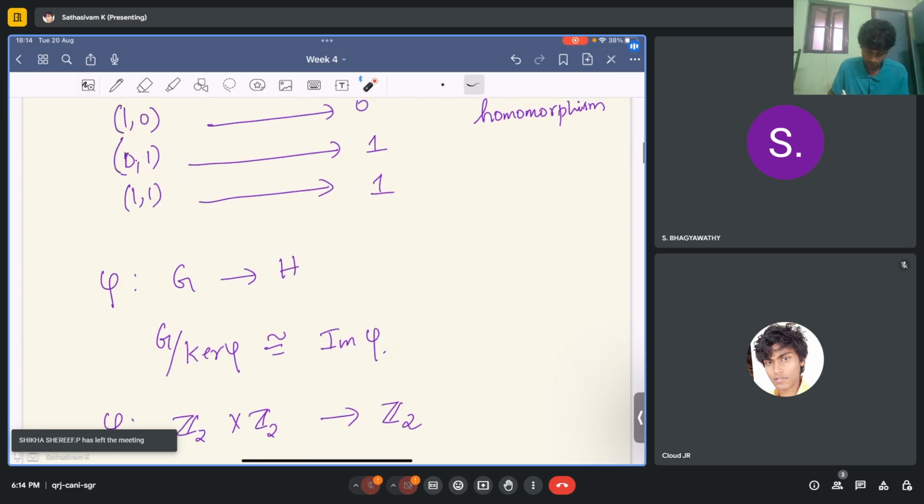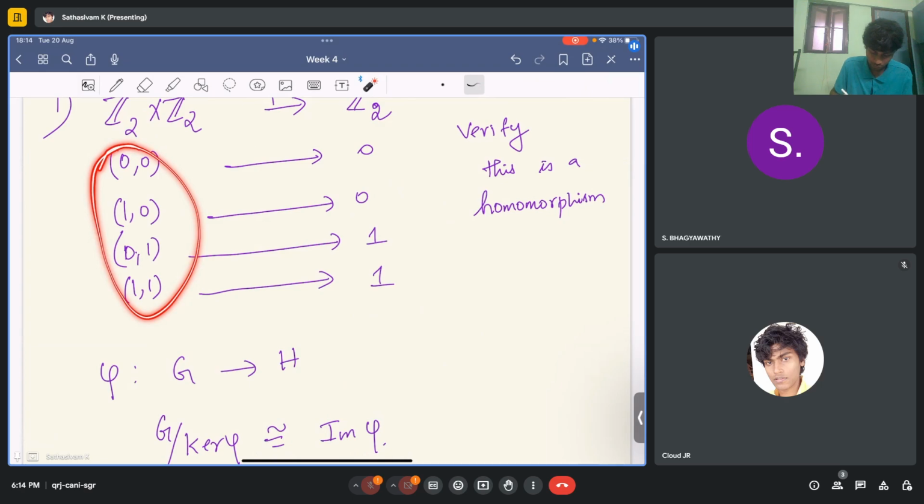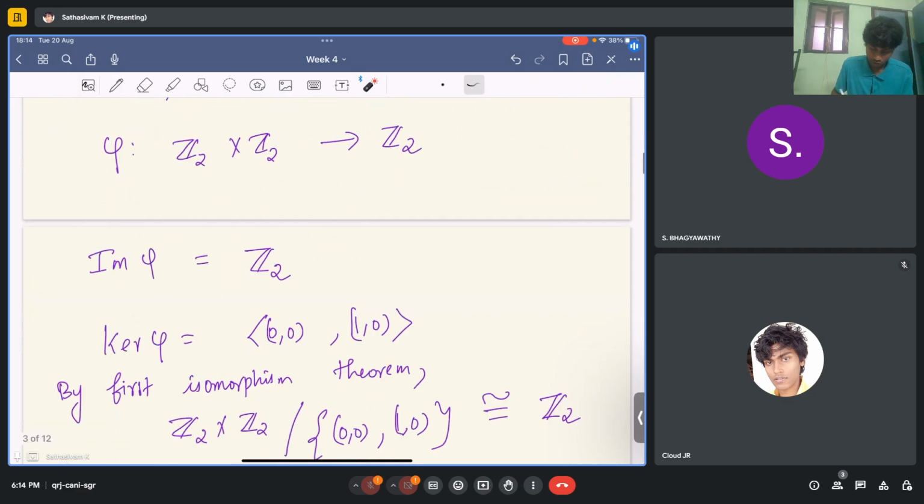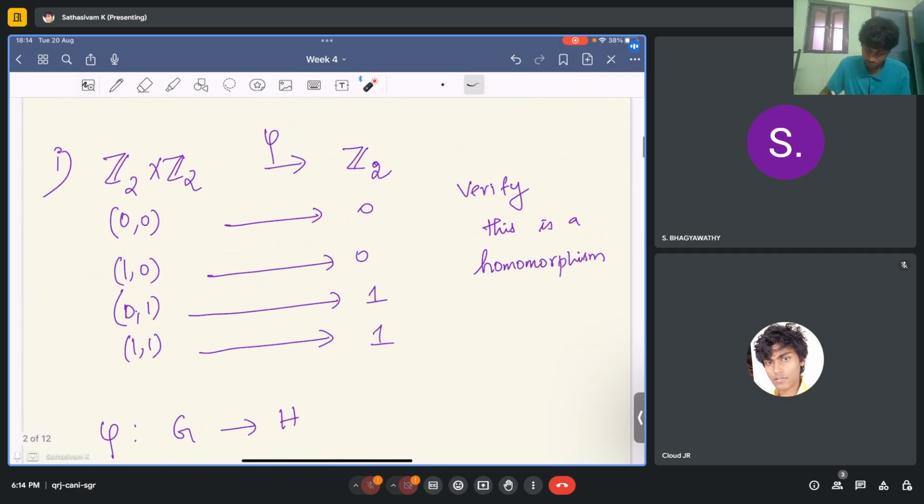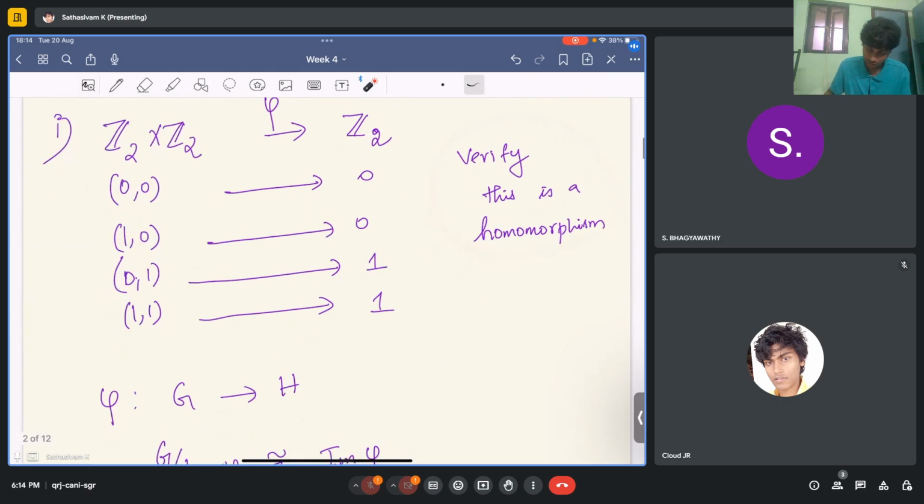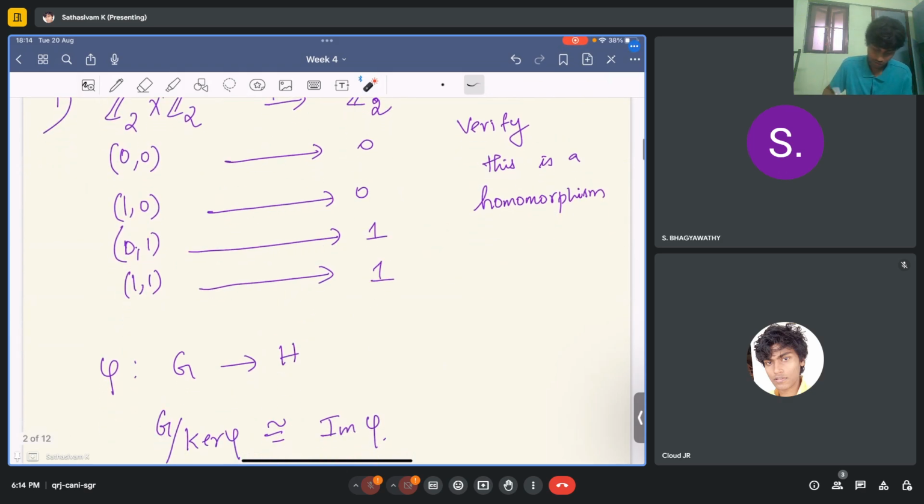So if you look at the map here, the way you defined, what happens is you just take the second coordinate. Just ignore the first coordinate and take the second coordinate. Okay. So probably I told you to verify this is a homomorphism, right? But let me verify it also directly here.